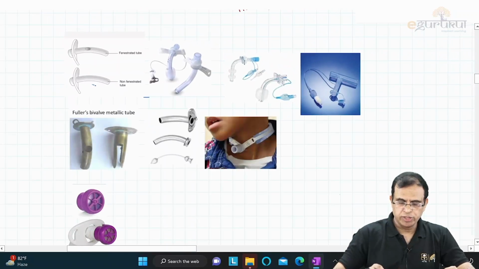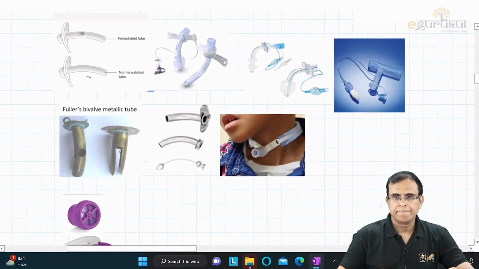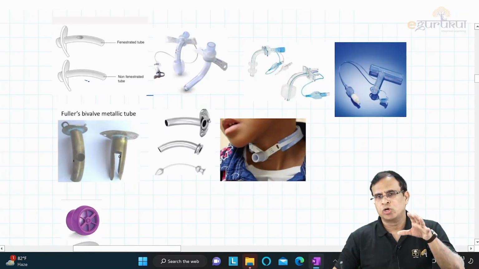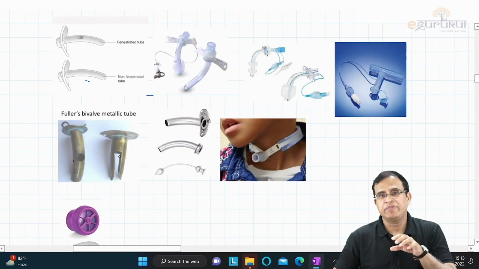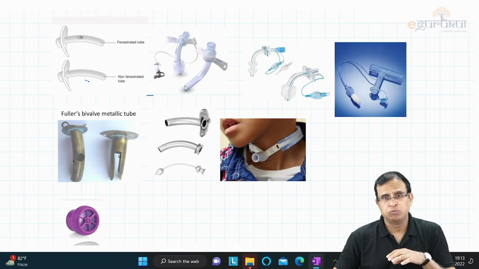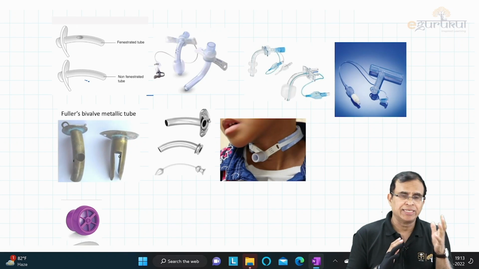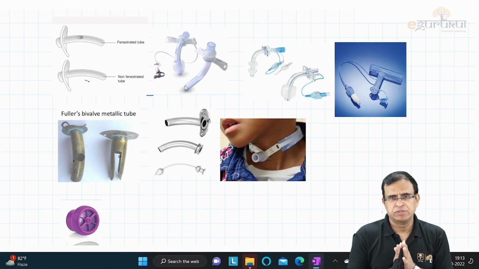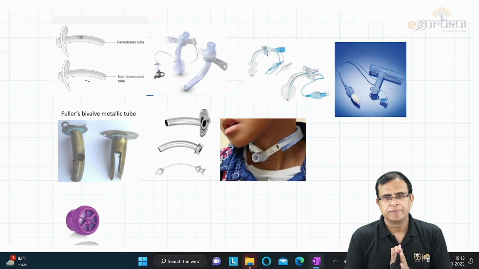These are some of the tracheostomy tubes. The upper row shows all the non-metallic tubes. They are made up of PVC. And the lower row shows metallic tubes. So tracheostomy tubes could be non-metallic and metallic, and there are various types depending on your requirement.